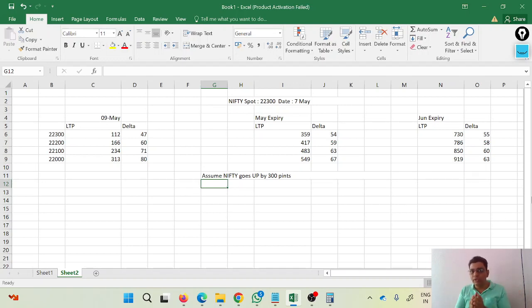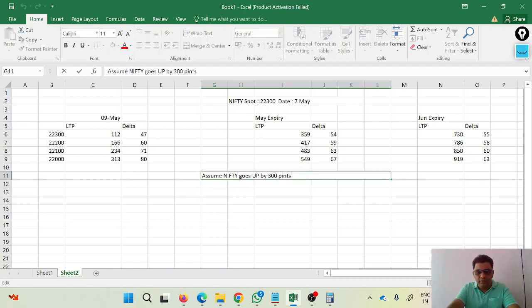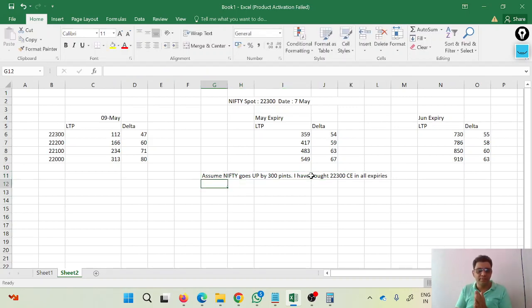And I'm assuming that all other option Greeks are inactive. So again, I'm assuming that I have bought 22,300 CE in all the expiries. So what will be its value? I will write it down over here: 22,300 CE value at the end. What should be its value?